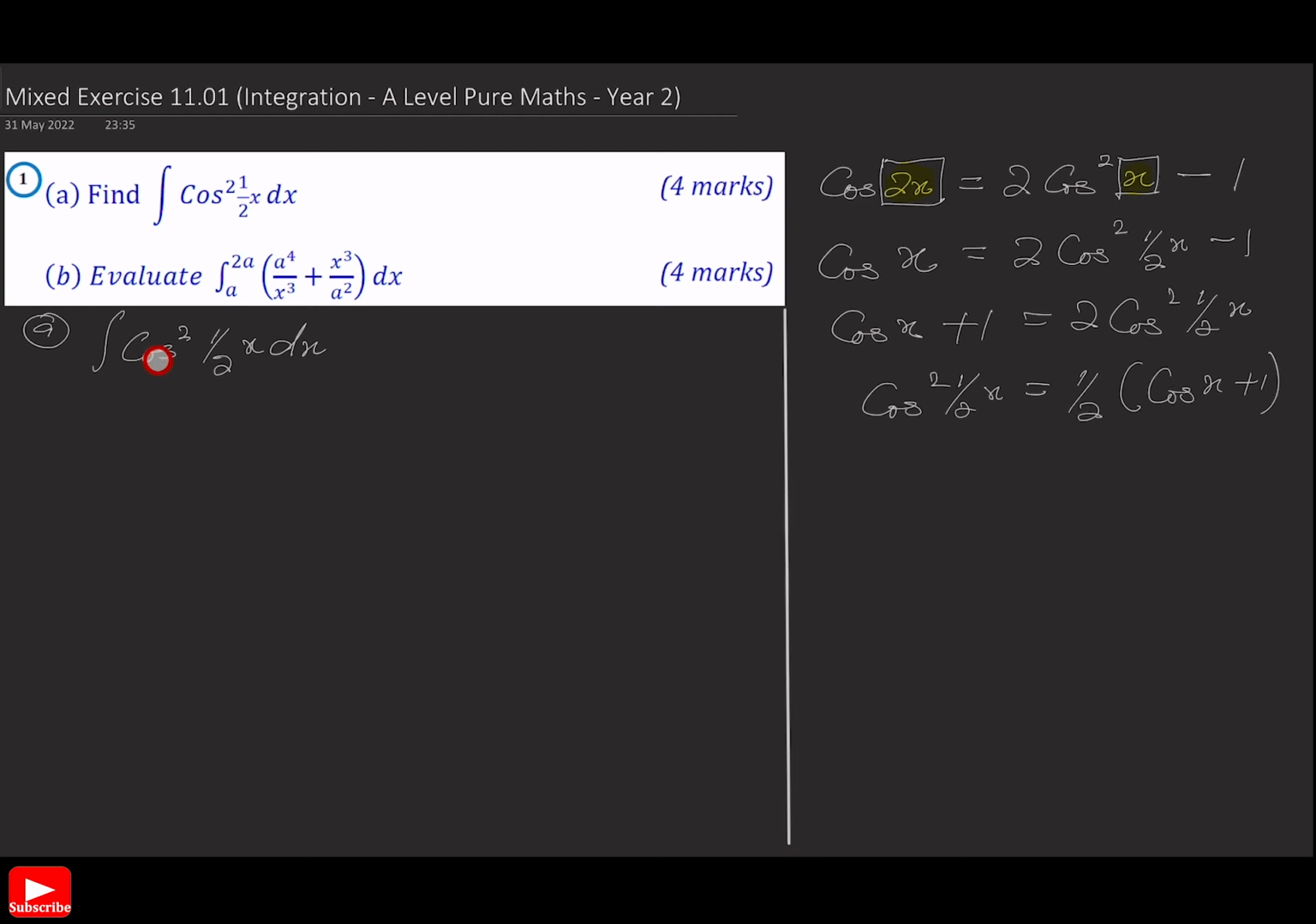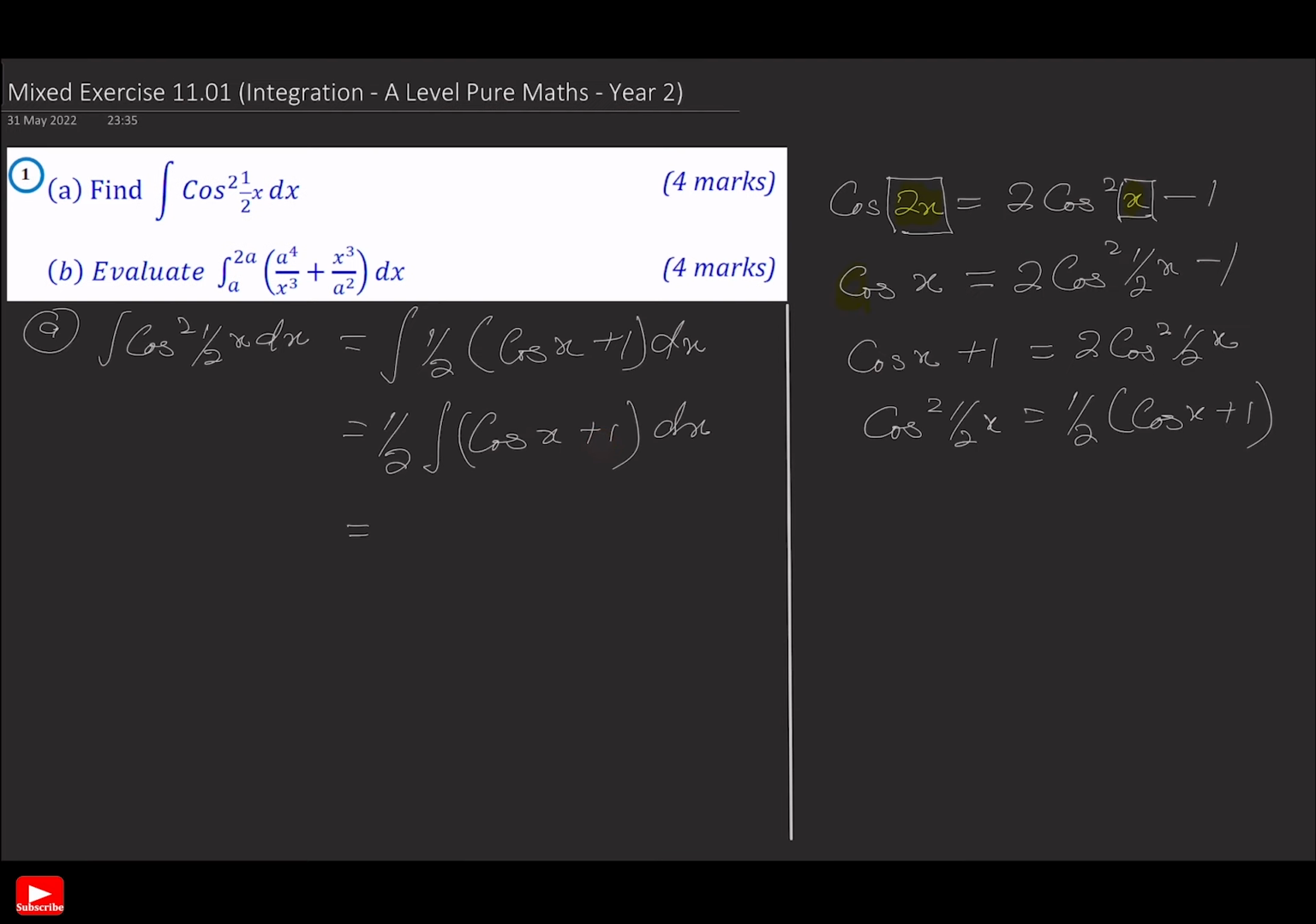We can now replace cos squared half x with half brackets cos x plus 1. And so we have the integral of half cos x plus 1 dx. I can bring the half out to get half the integral of cos x plus 1 dx. And now, as you can see, we can easily integrate cos x and also 1. When we integrate, we are going to get half brackets sine x plus x, and then we can add our integration constant. If you want, you can expand this to get half sine x plus half x plus c. And this is the final answer for question 1a.